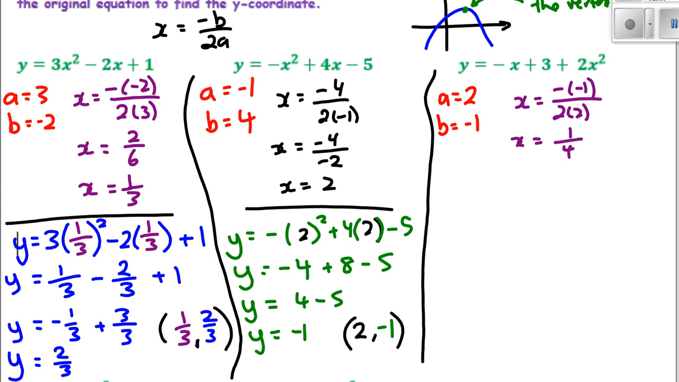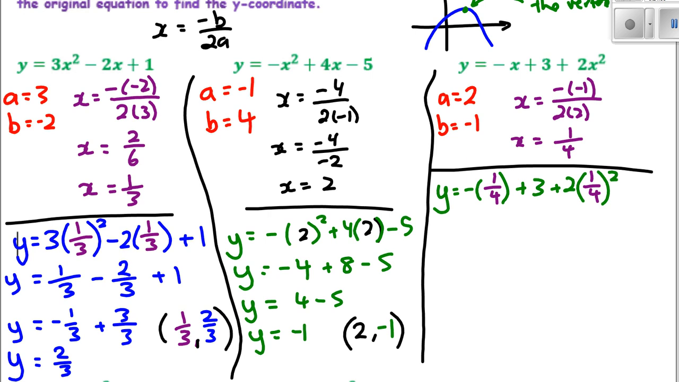Now let's try subbing that into the green equation. y equals negative x, and x is 0.25 or a quarter. Practice your fractions if you want. Plus 3 plus 2 x squared. x is a quarter squared. Negative a quarter is just negative a quarter. Plus 3 plus 2. What's a quarter squared? You've got to do BEDMAS, exponents first. A quarter times a quarter is 1 over 16. 2 times 1 over 16 is 2 over 16, which simplifies to 1/8.